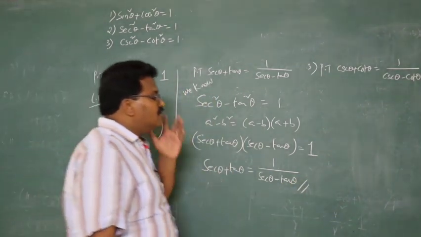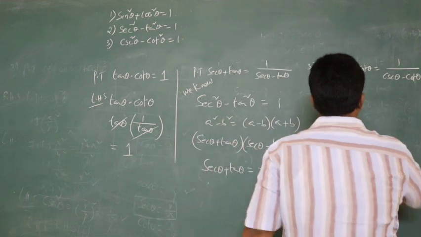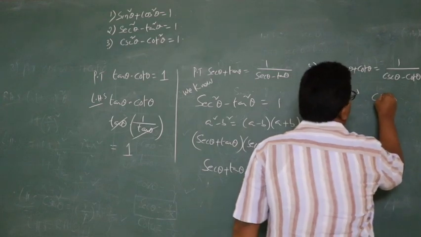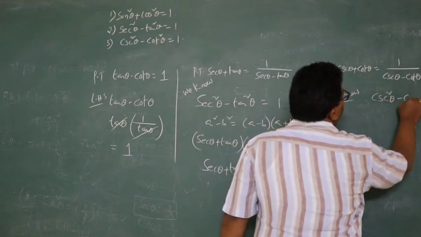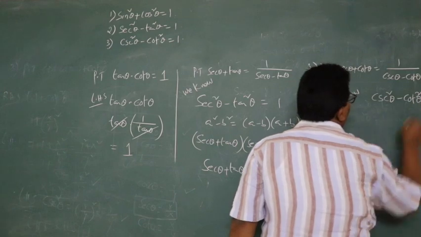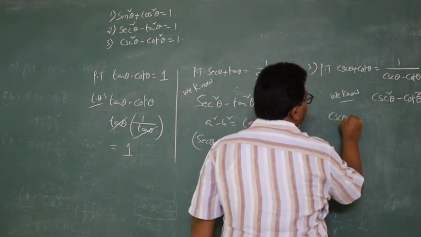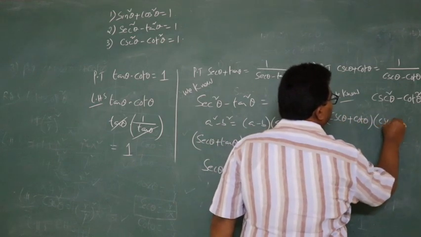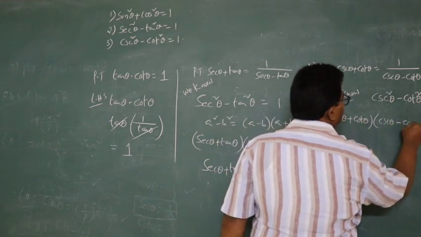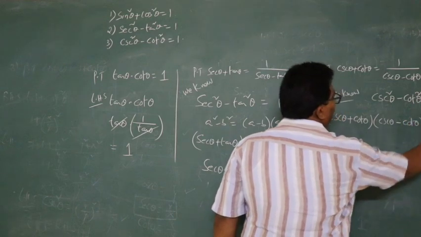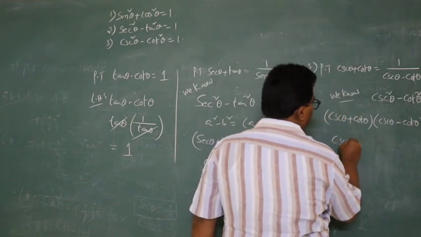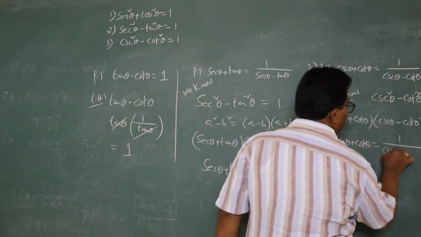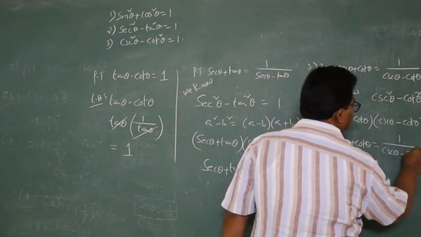In a similar way, the third one also is a result that we already proved. We know cosecant square theta minus cot square theta equal to 1. That is, cosec theta plus cot theta into cosec theta minus cot theta equal to 1. So from this, cosec theta plus cot theta is equal to 1 by cosec theta minus cot theta.